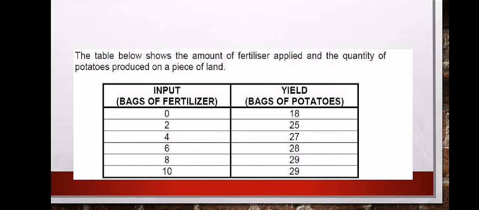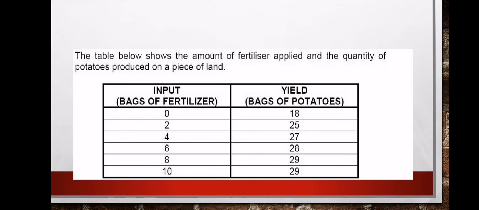We can also look at it in this form of a graph. When we look at it in this form of a graph, they say the table below shows the amount of fertilizer applied and the quantity of potatoes produced on a piece of land. What happens here is that the more the farmer puts the fertilizer, what happens is that in bags of fertilizer there was 0.